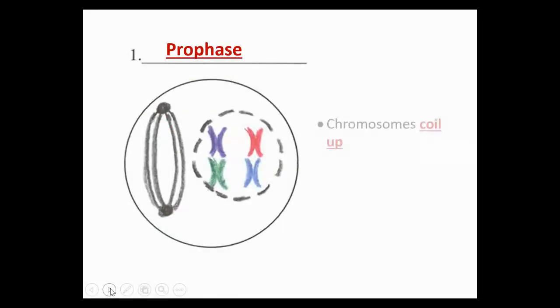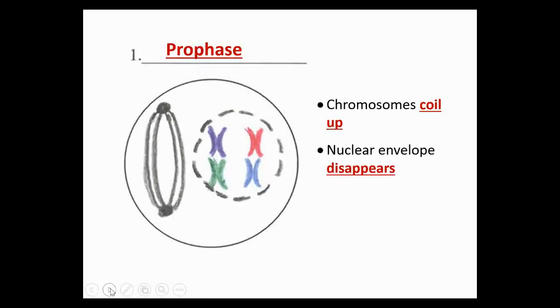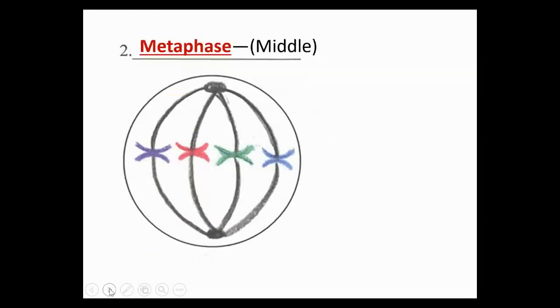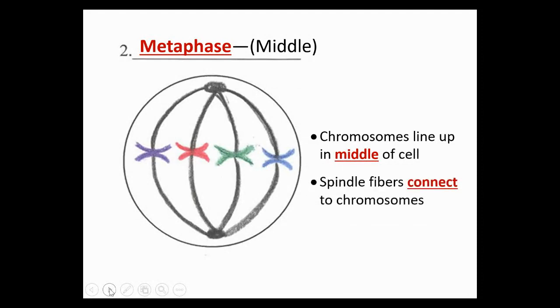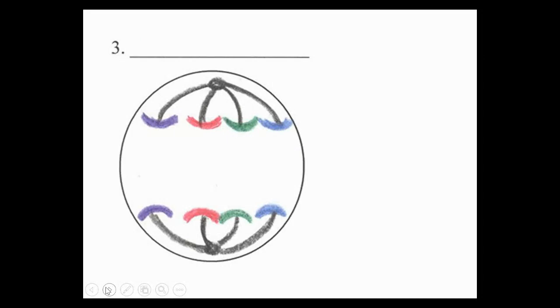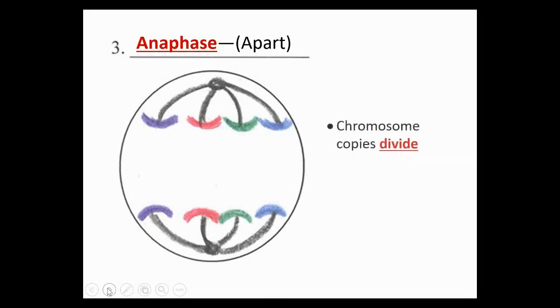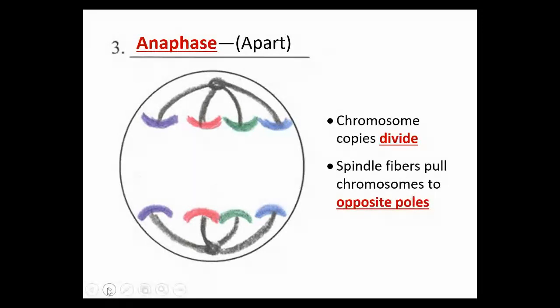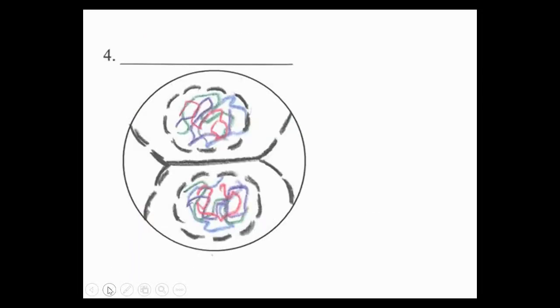This would be prophase. Chromosomes coil up, the nuclear envelope or membrane disappears, and spindle fibers form. This is metaphase. Chromosomes line up in the middle of the cell, and spindle fibers connect to the chromosomes at the centromeres. This would be anaphase, where they are pulled apart. The chromosome copies divide, and spindle fibers pull the chromosomes to opposite sides of the cell.